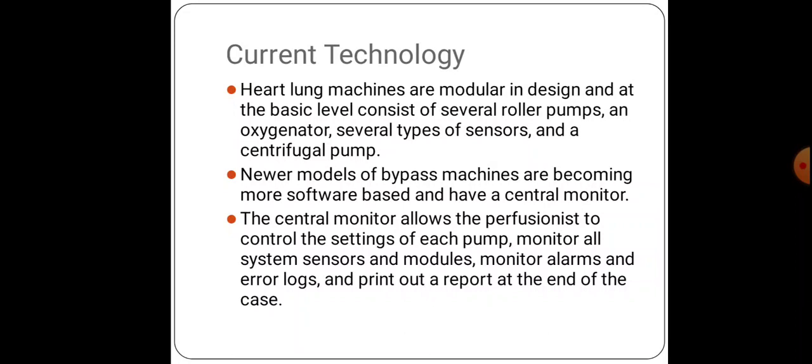The new models of bypass machines are becoming more software based and have a central monitor. In older modular machines, to monitor, we have to sit beside the heart-lung machine. In the newer technology, there is a central monitor, and from the central monitor console itself, we can monitor the heart-lung machine. The central monitor allows the perfusionist to control the settings of each pump, monitor all system sensors and modules, monitor alarms and error logs, and print out a report at the end of the case.